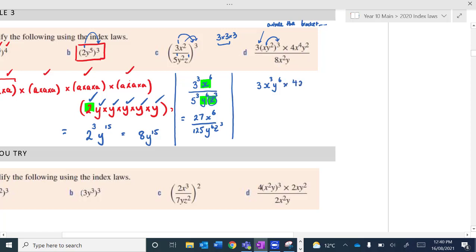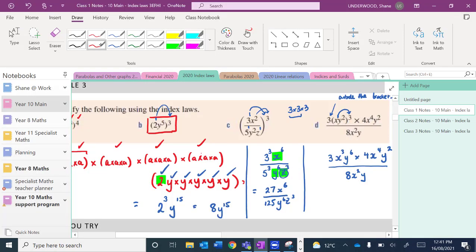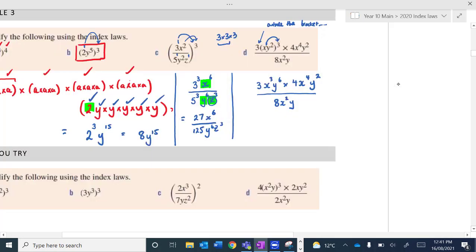Then we're going to do 4x to the power of 4, and I'm not going to do another law. I'm just going to do the bracket one. Okay, so the bracket has been handled. We now do not have any brackets. When doing this, I think it's a really good idea to work your way across, like this.